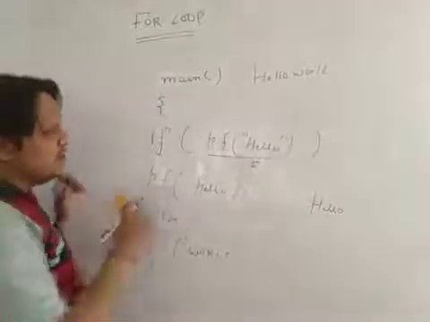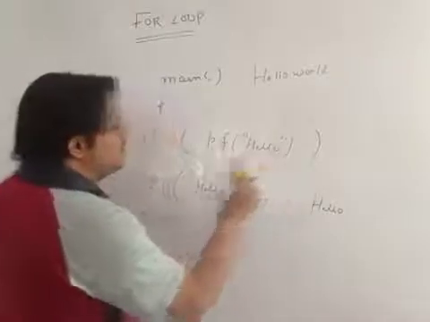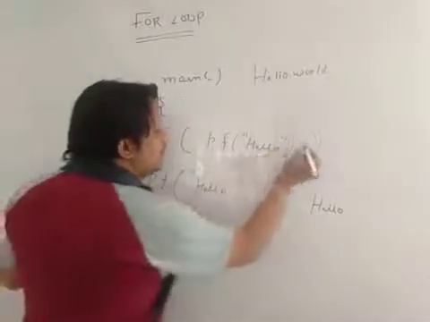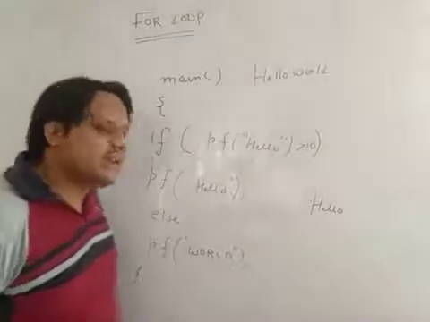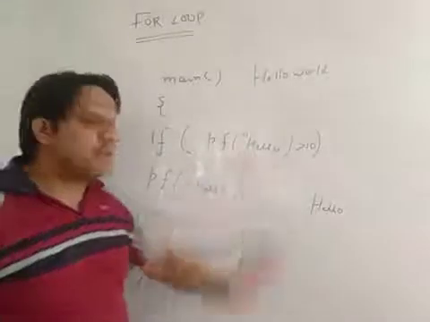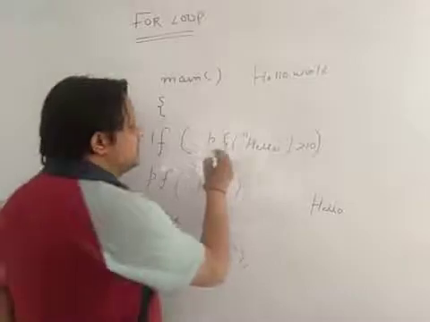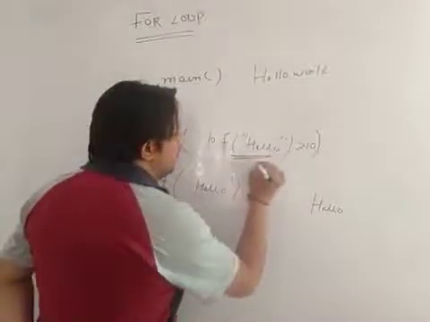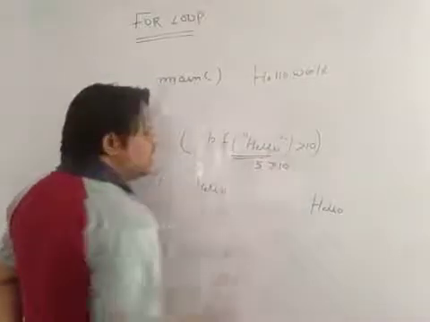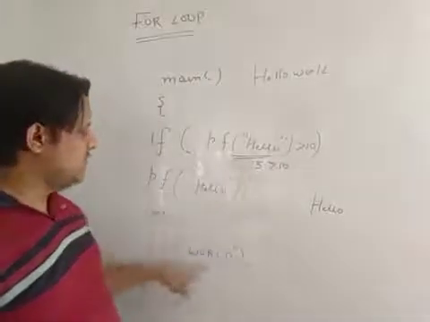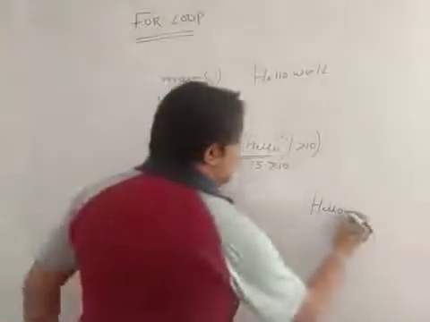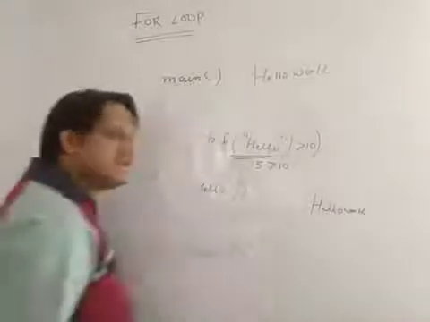Now suppose I write printf hello greater than 10. So printf will print first, it will print hello. Then this printf is going to return the number of characters. The number of characters is 5. So 5 greater than 10, the condition becomes what? False. So when the condition is false, it will go to the else part and it will print world also. So the answer is hello world.